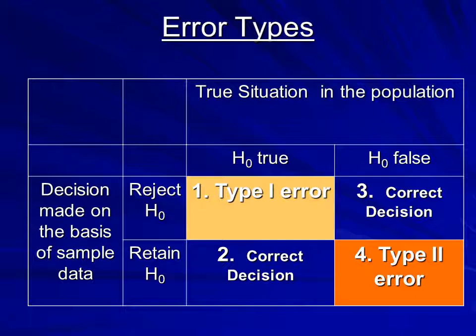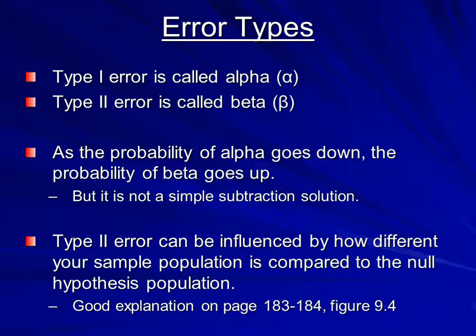So type 1, reject when you should have retained. Type 2 is when you retain when you should have rejected. This is some nomenclature: type 1 error is called alpha, type 2 error is called beta. There is a bit of an inverse relationship here, but apparently it's not a simple subtractive solution. I don't really quite understand it, but it's sort of close. As your probability of alpha goes down, the probability of beta goes up. So making an incorrect rejection less likely makes it more likely that you're going to make an incorrect acceptance. You might have to rewind that and listen to that one again.